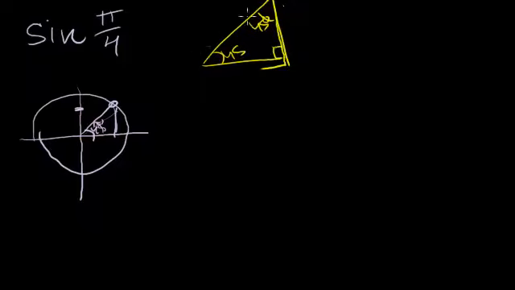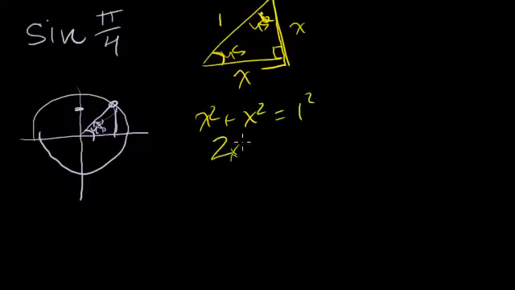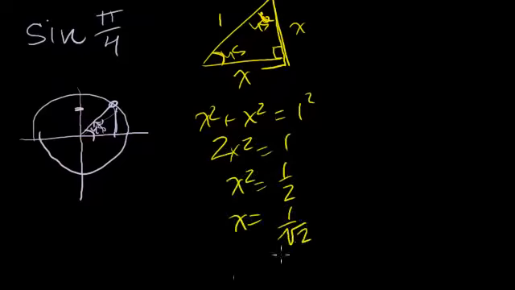And you can solve a 45, 45, 90 triangle. The hypotenuse is 1. This is x. This is x. They're going to be the same values. This is an isosceles triangle, right? Its base angles are the same. So you say, look, x squared plus x squared is equal to 1 squared, which is just 1. 2x squared is equal to 1. x squared is equal to 1/2. x is equal to the square root of 1/2, which is 1 over the square root of 2.